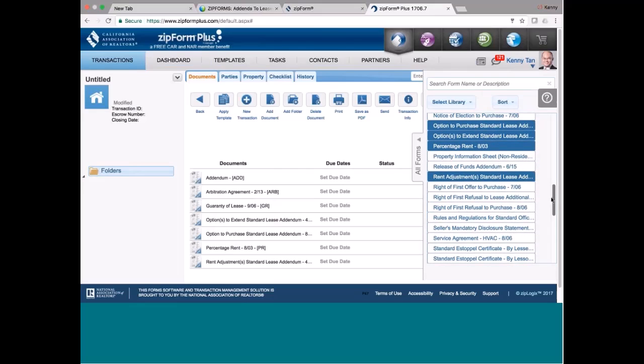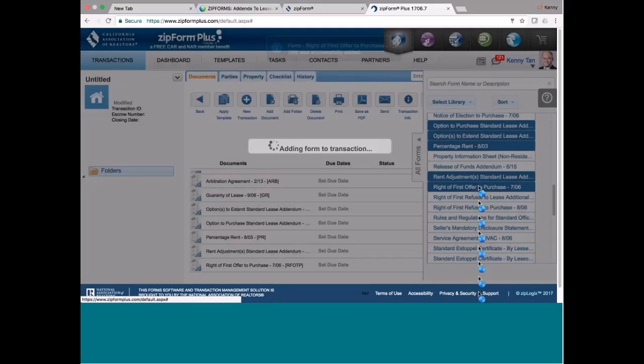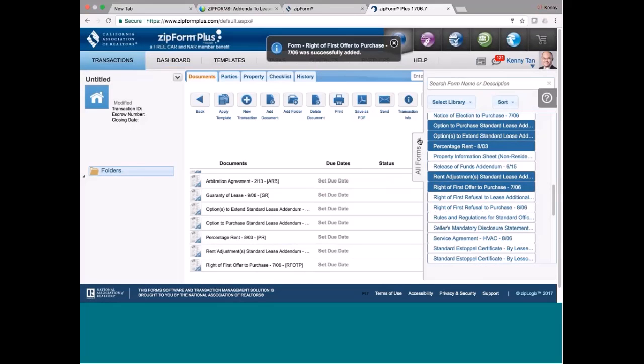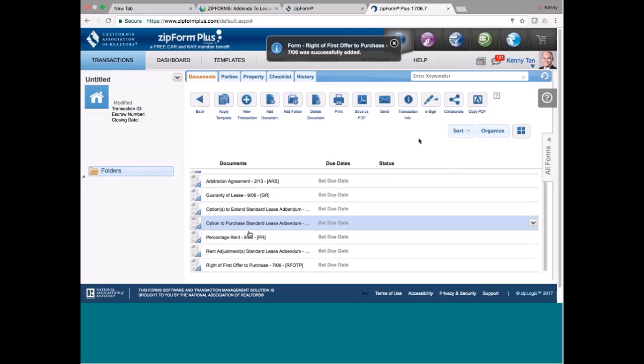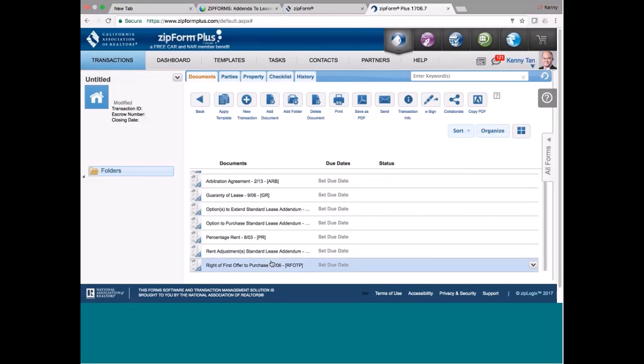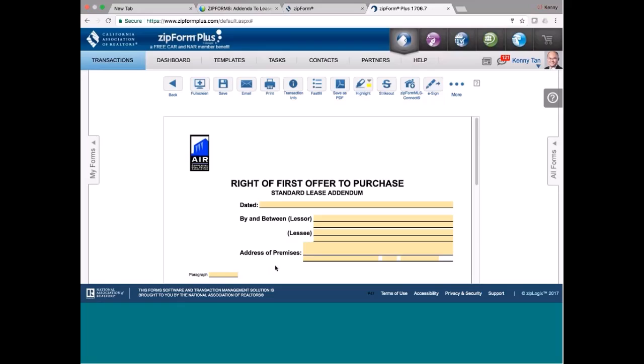Right of first offer to purchase. This is also an addendum. Let me explain to you what this one means. It is an addendum. See, it's a standard lease addendum.